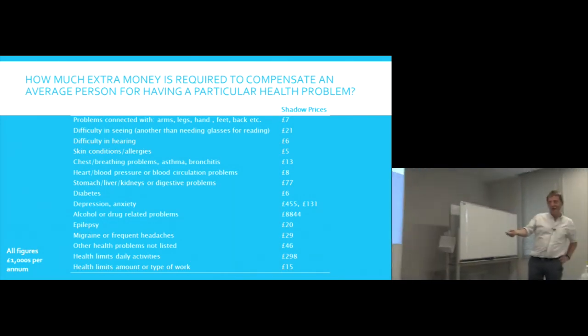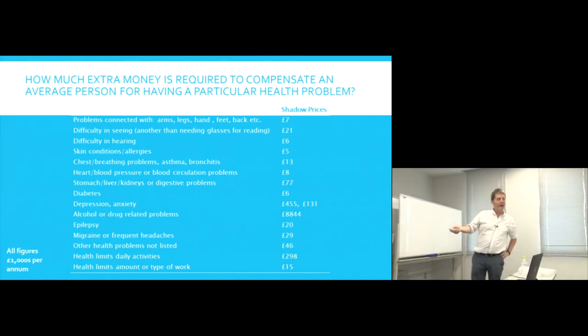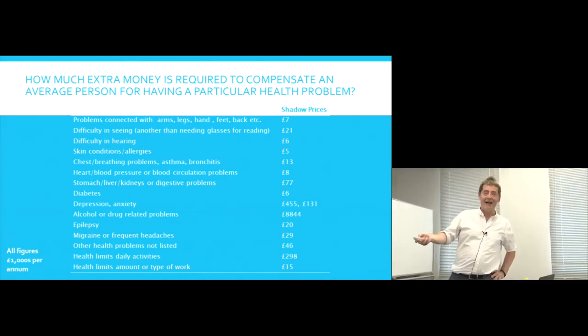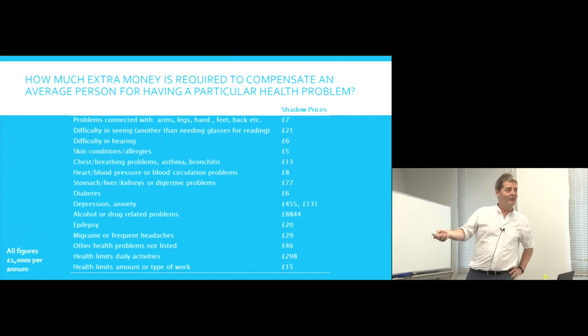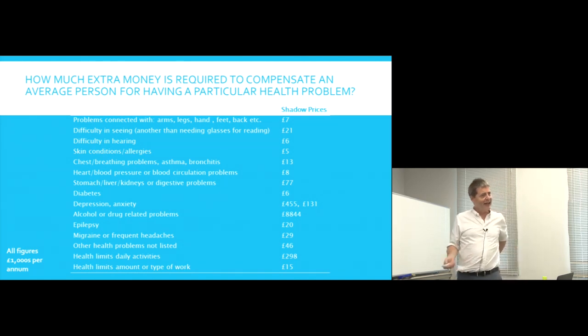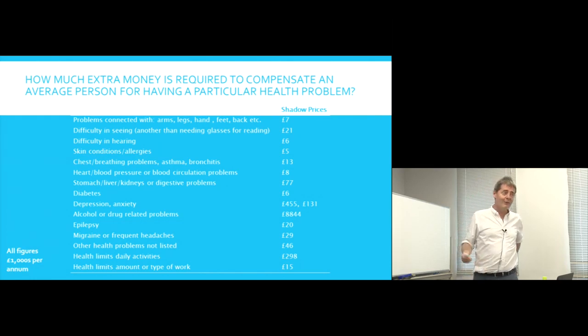The average person, if you gave them £6,000 and diabetes, would be as well off as with no diabetes and not the 6,000. Depression, £455,000 per year. I like that figure. Yeah, it's quite attractive. I think I would be willing to be depressed. Well, actually, if you were that depressed, the money wouldn't help.